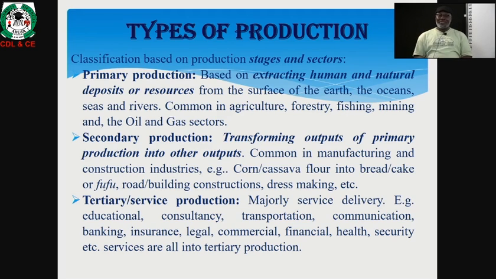Secondary production means transforming outputs of the primary production into other outputs for satisfaction. That is, whatever you derive from the primary production process is further processed, is further transformed into other products for satisfaction. For instance, when we harvest our corn, our cassava, we can now transform it into flour. This flour can be made to become fufu that we consume, or it is baked into cake or bread. This is secondary production.